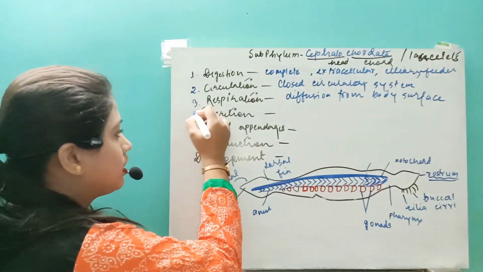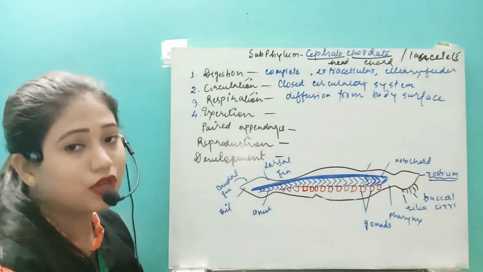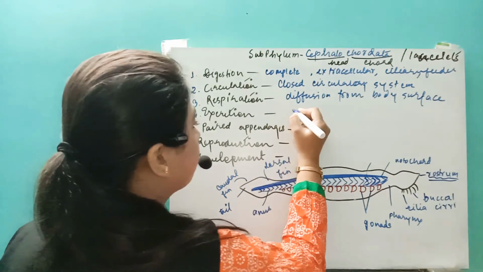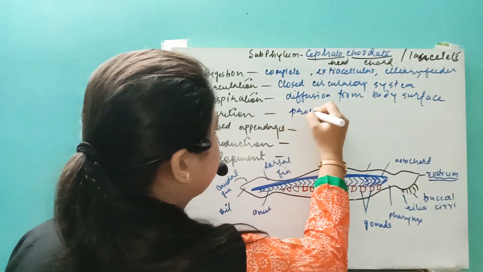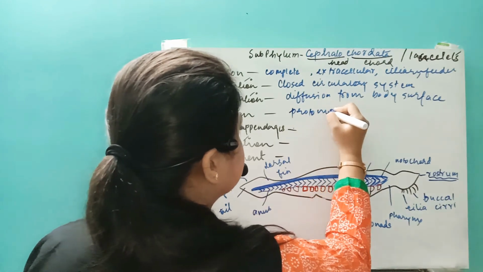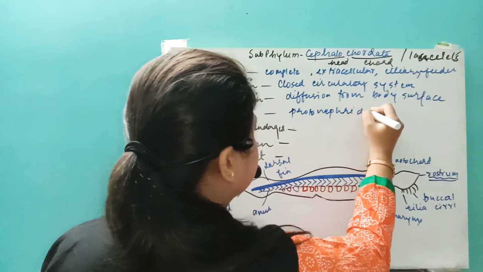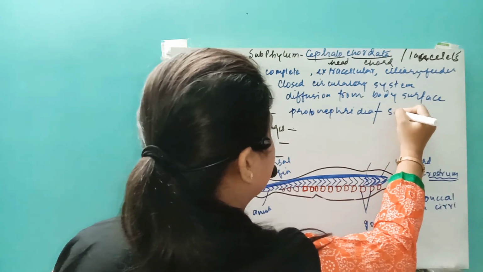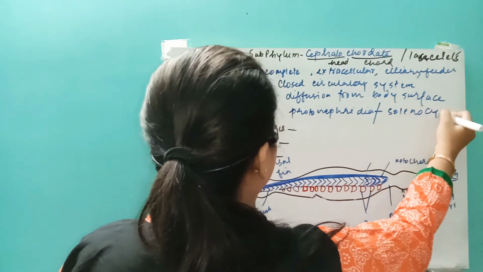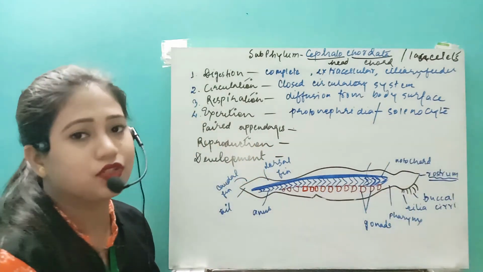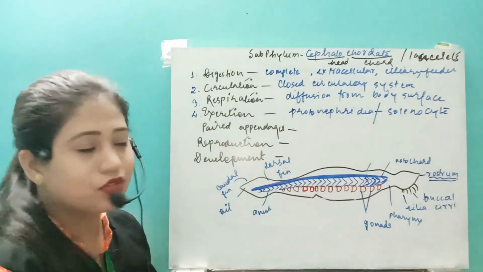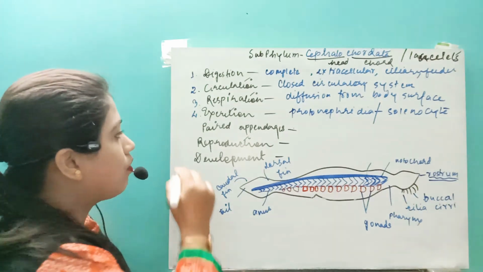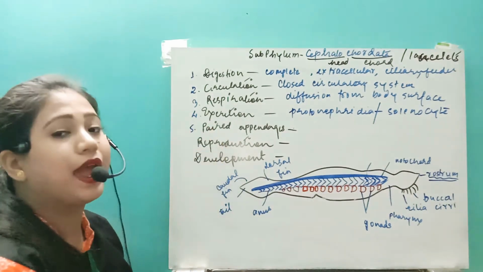Now after that, come to the next point, that is excretion. If it comes to excretion, this organism will have protonephridia. Remember, this is protonephridia, and this protonephridia is also called solenocyte. Okay, so they have a specific excretory organ, and that excretory organ is known as solenocyte. Remember that.